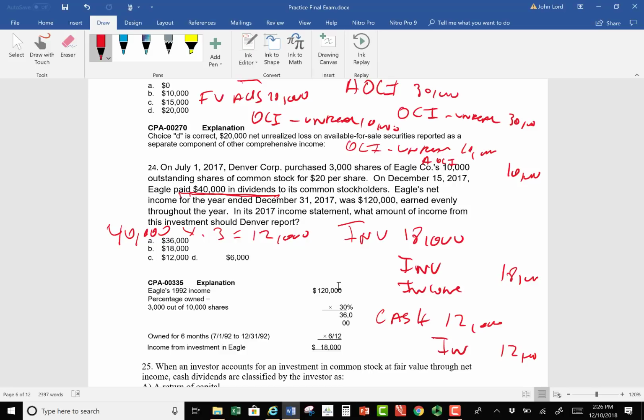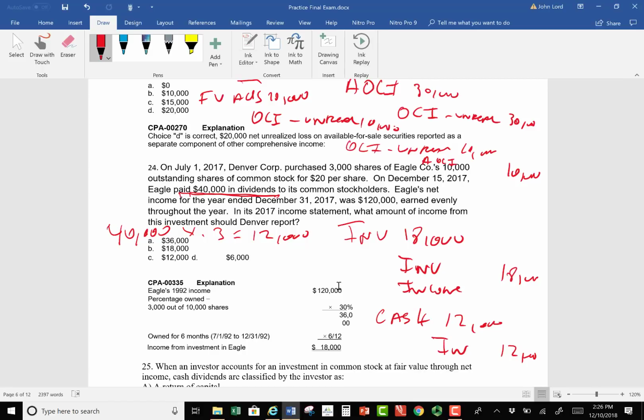So I could give you this same question and say, how much did the investment account increase or decrease? And the answer would be what? It would have increased 6,000, up by my share of the income, down by my share of the dividends. Right? Debit, credit, up, down, right? Because I reduce my investment by my share of the dividends.